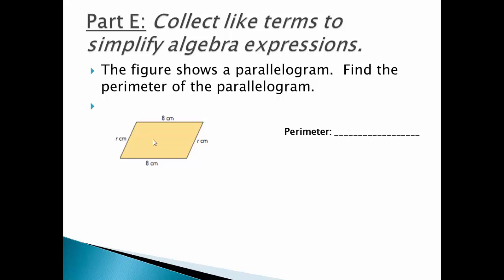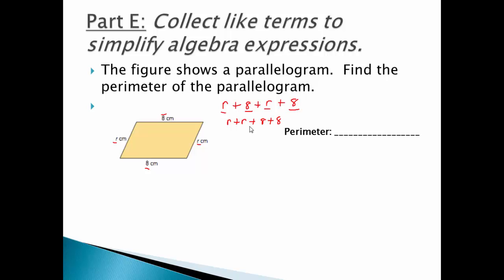The figure shows a parallelogram. Find the perimeter of the parallelogram. Perimeter means adding up all the sides. So let's write the expression. We'll start here: r plus 8 plus r plus 8. Now we're going to combine like terms. r plus r plus 8 plus 8.